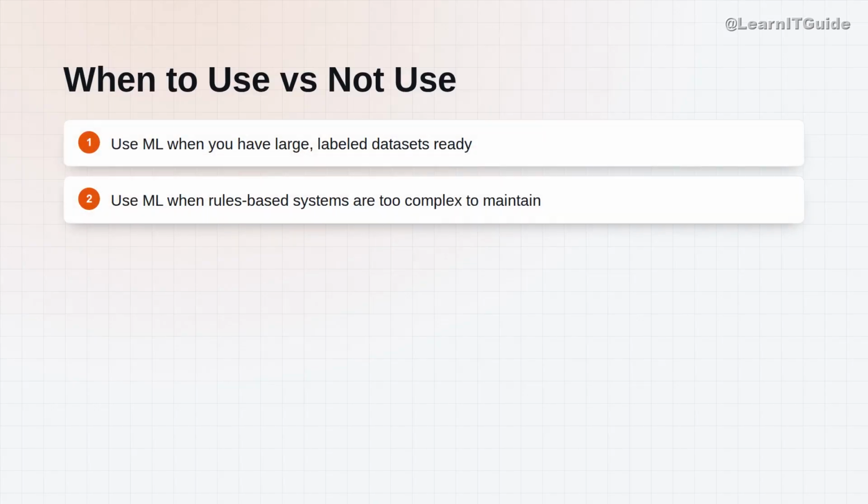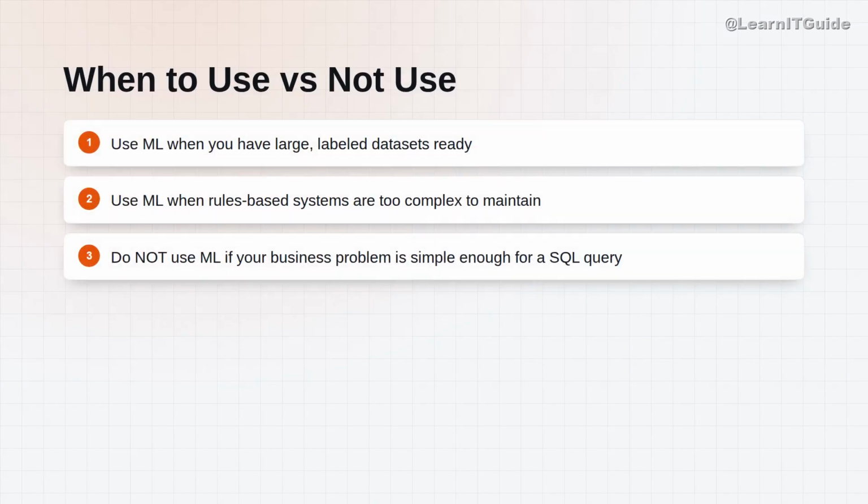So when should you use machine learning? Only when you have large, labeled datasets available. Use it when your business logic is too complex for simple if-else rules. But do not use it if your problem is simple enough for a SQL query. If you can solve it with a database join, do not build a model. You will save your team a lot of headaches. Use these criteria to decide if this tool is right for your situation.